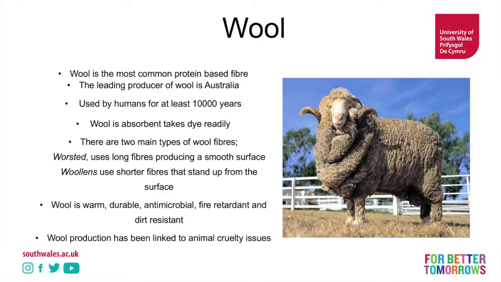Wool production has been linked, however, to animal cruelty issues, especially issues relating to things like mulesing or the keeping of sheep. It, of course, has also been linked to environmental impacts relating to greenhouse gases produced by sheep farming.